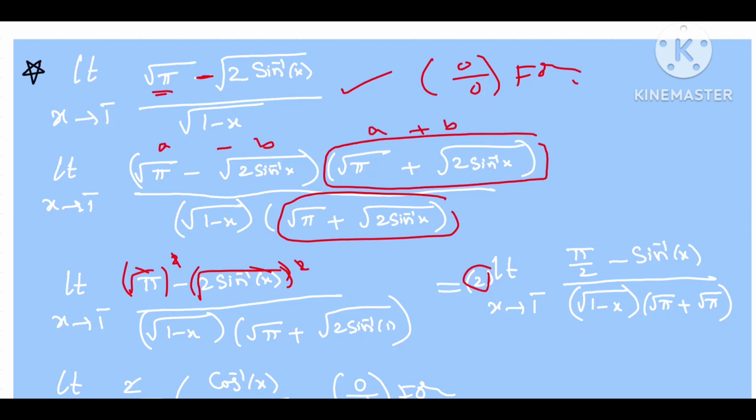So 2 sin inverse 1. Sin inverse 1 we get pi by 2. 2 into pi by 2 is pi, root pi. Root pi plus root pi, how much? 2 root pi. So pi by 2 minus sin inverse x.